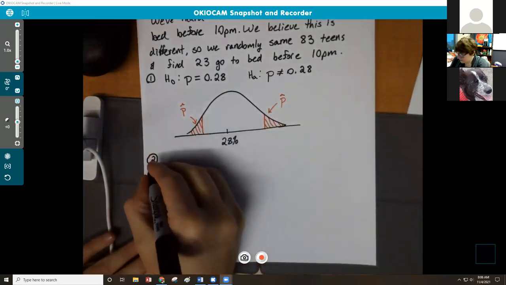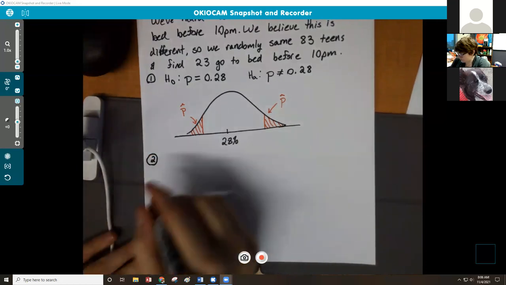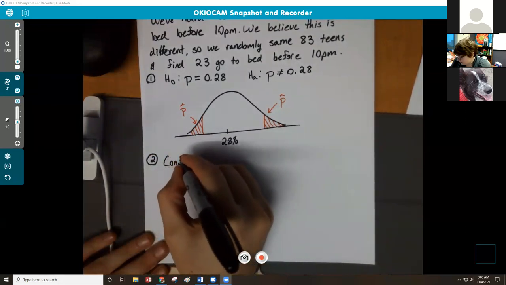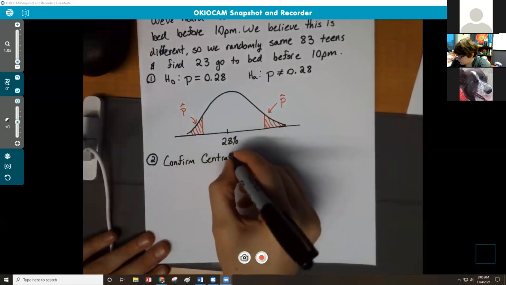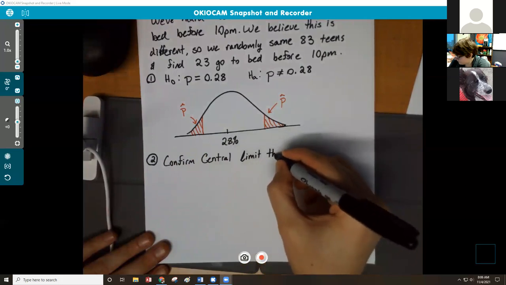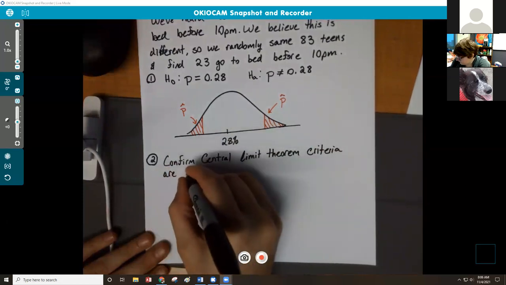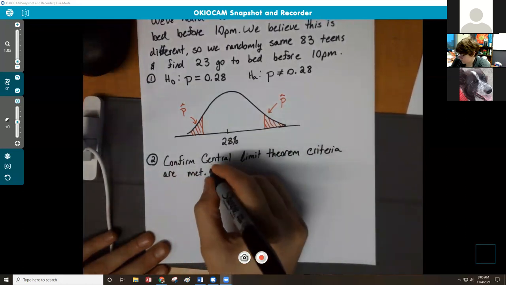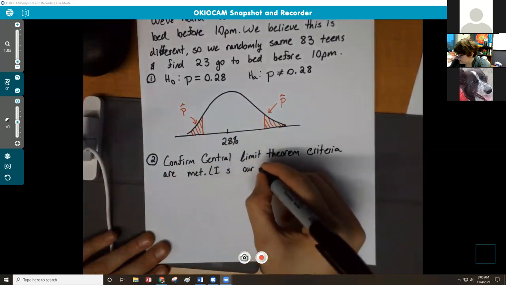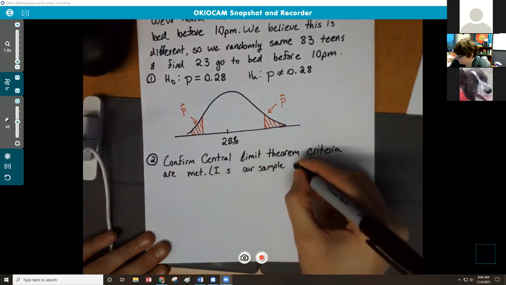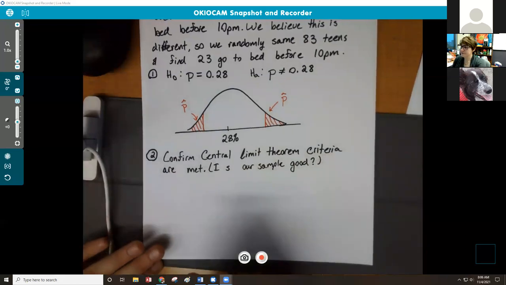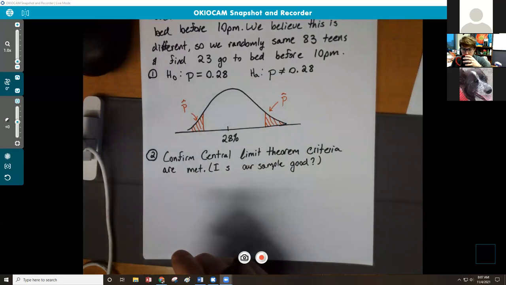All right. Now, the second thing that we're going to do for this problem is something that we haven't done before. We want to confirm that the central limit theorem criteria are met. So, in other words, is our sample good? Now, it's been a hot minute since we talked about the central limit theorem, and even before that, we didn't usually call it the central limit theorem. We called it the CLT, or we were just asking, is our sample good?